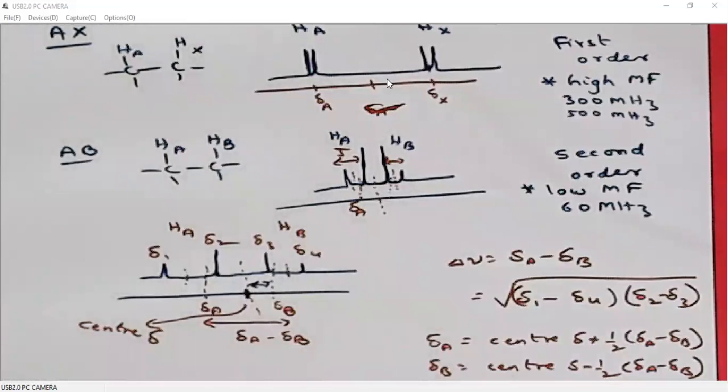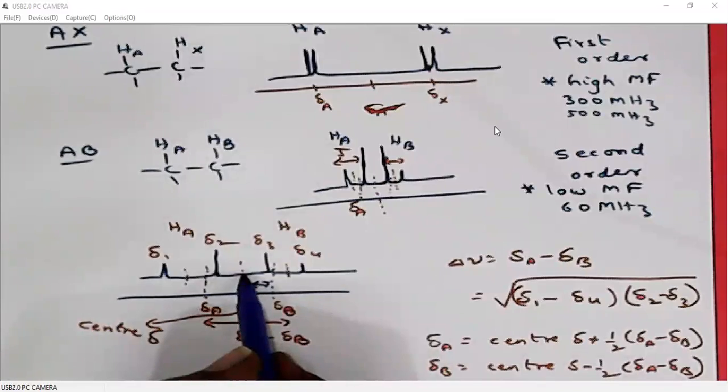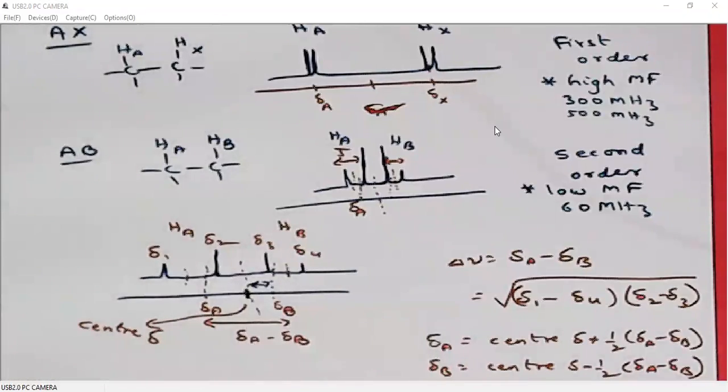Then what is the difference between delta A and the center? Delta A is obtained by adding half of delta A minus delta B to the center delta. Delta B is obtained by subtraction, because it is lower than the middle: subtracting half of delta A minus delta B from the center delta value. The center delta value we can identify from the spectrum. We will indicate a middle point, and from the scale bar, we can measure the chemical shift.